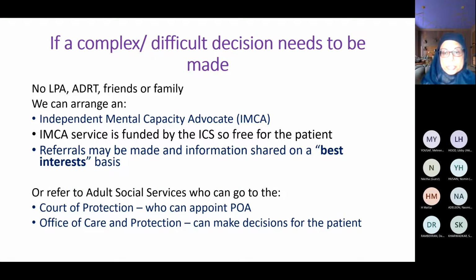Or you can refer to adult social services, who can then go to the Court of Protection. They can appoint a power of attorney to make decisions for that adult, or they can go to the Office of Care and Protection, who then can directly make decisions for the patient. So there's lots of options. And if you're not sure, give us a call.